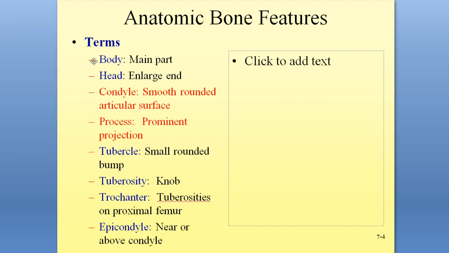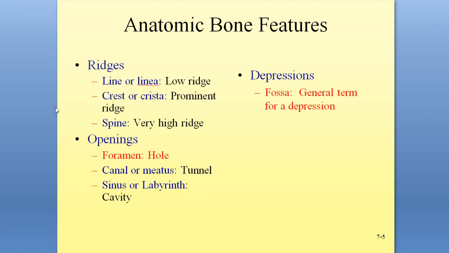So remember, condyles are smooth, articulated bumps at a joint, at an articular surface. Processes are anything that sticks out as a projection. And then I also want you to know a foramen, which is a hole. Any hole through a bone is a foramen. And then a fossa is that thumb imprint or depression. So I want you to know these four.